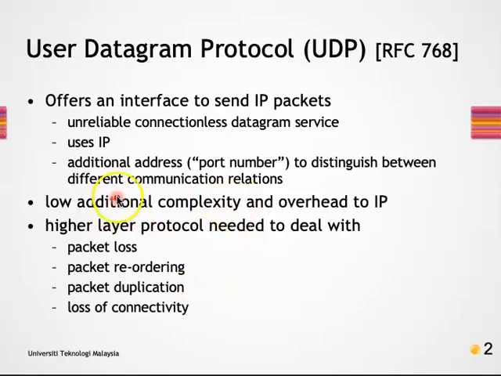Because UDP is very simple, it has low additional complexity and overhead to the internet protocol compared to TCP. However, to make UDP reliable, a higher layer protocol will need to deal with packet loss, packet reordering, packet duplication, and loss of connectivity, because UDP does not guarantee any of these, unlike TCP.